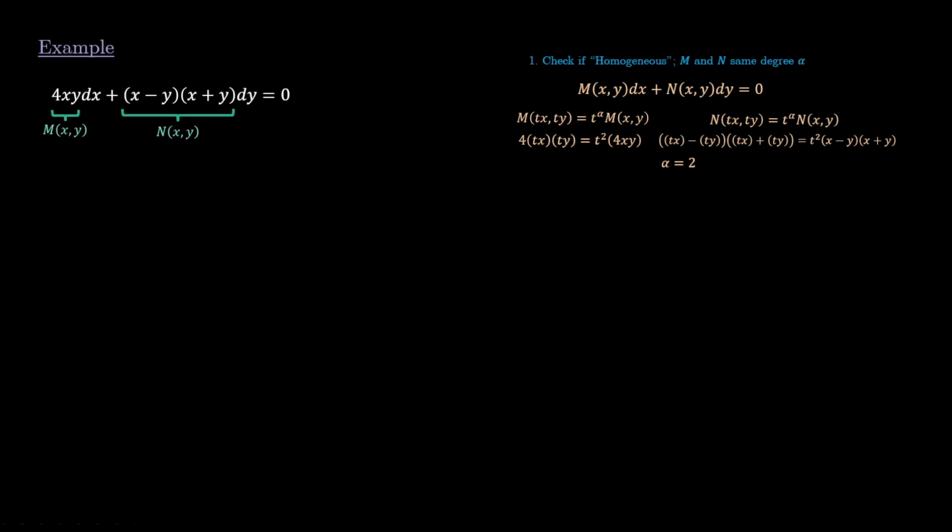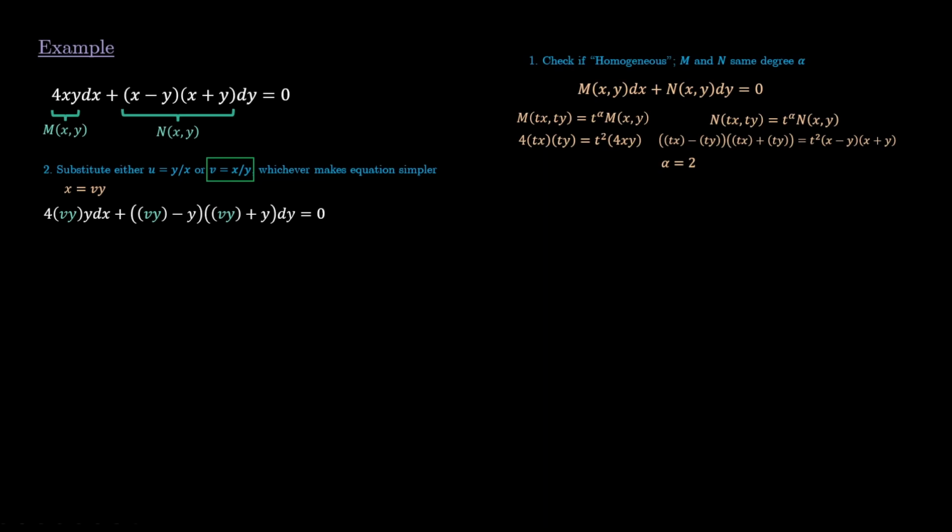Now step 2 is we want to substitute either u equals y over x or v equals x over y, whichever can make the equation simpler. In our case, I have a hunch that plugging in for v might make it simpler, so let's go ahead and try that. Let's do v equals x over y. So x will equal v times y. Plugging that in, we should get the following.